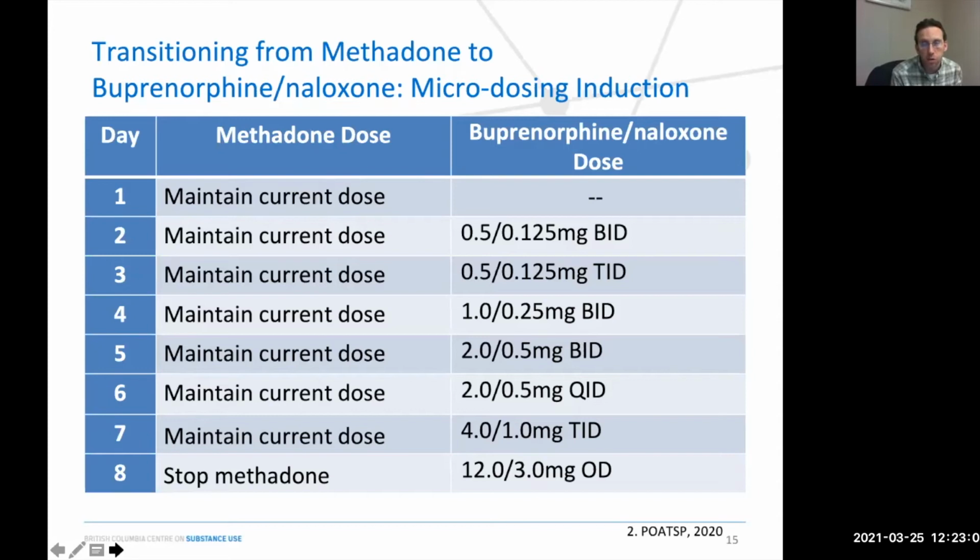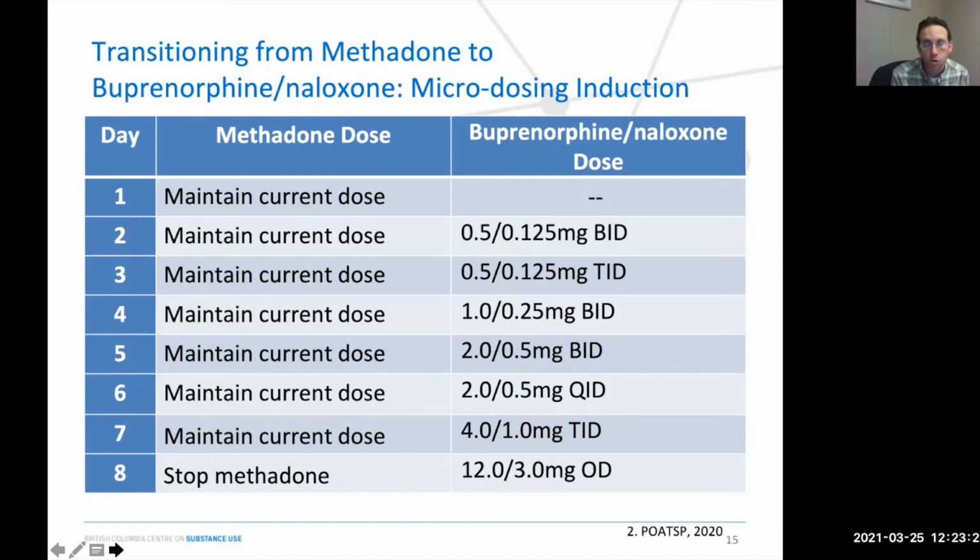So this example uses 0.5 milligrams of buprenorphine. It's a bit confusing there, but in the buprenorphine-naloxone dose, you can see the left side is buprenorphine, the right side is naloxone. And so all you really care about is the left side, the buprenorphine dose. So the first two are 0.5 milligrams, which is a quarter of a 2 milligram tab, and that's BID and then TID.